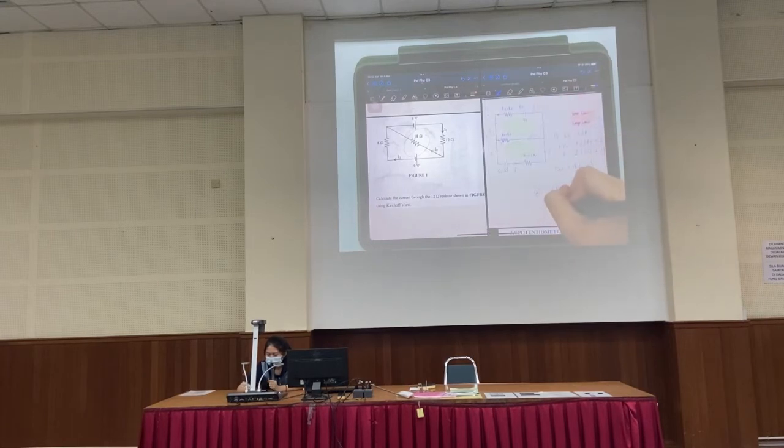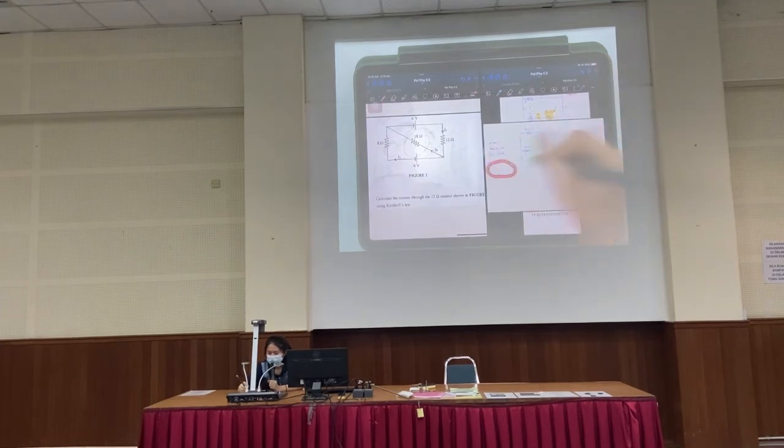And now we are going to substitute the value into it. Negative 9 watt will be equals to I3, R3 is 8 ohm, plus negative I2 times R2 is 18. So negative 18 I2 will plus 8 I3 equals to negative 9. So now we have formed three equations. The first equation, second, and the third.